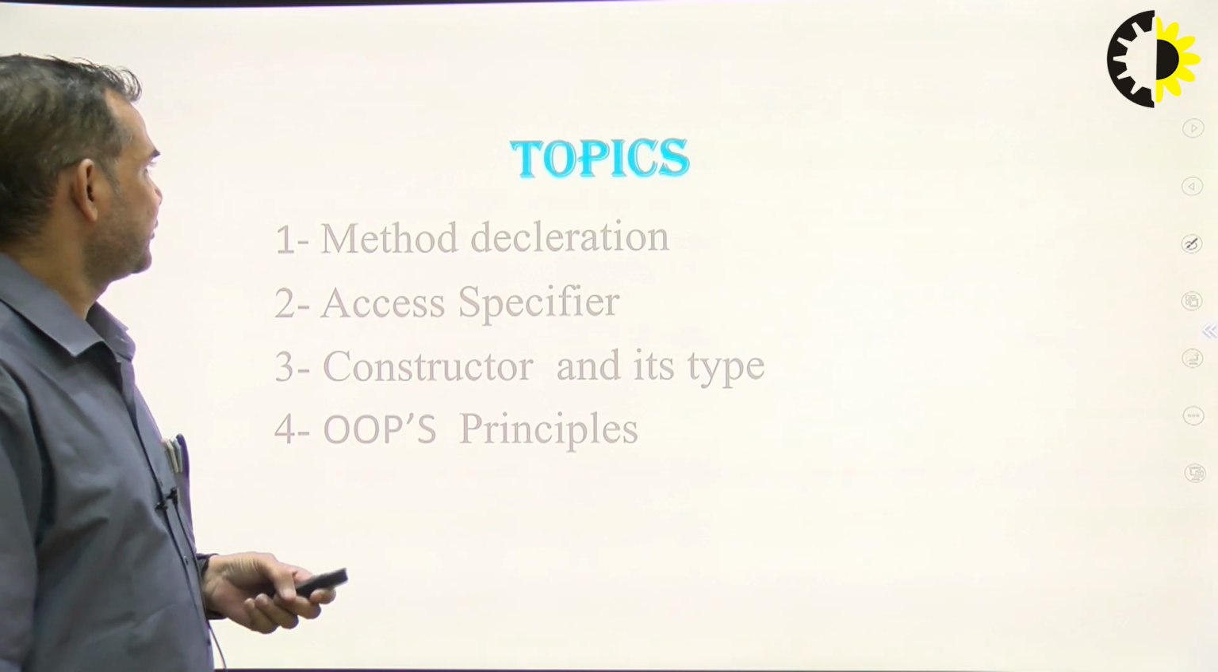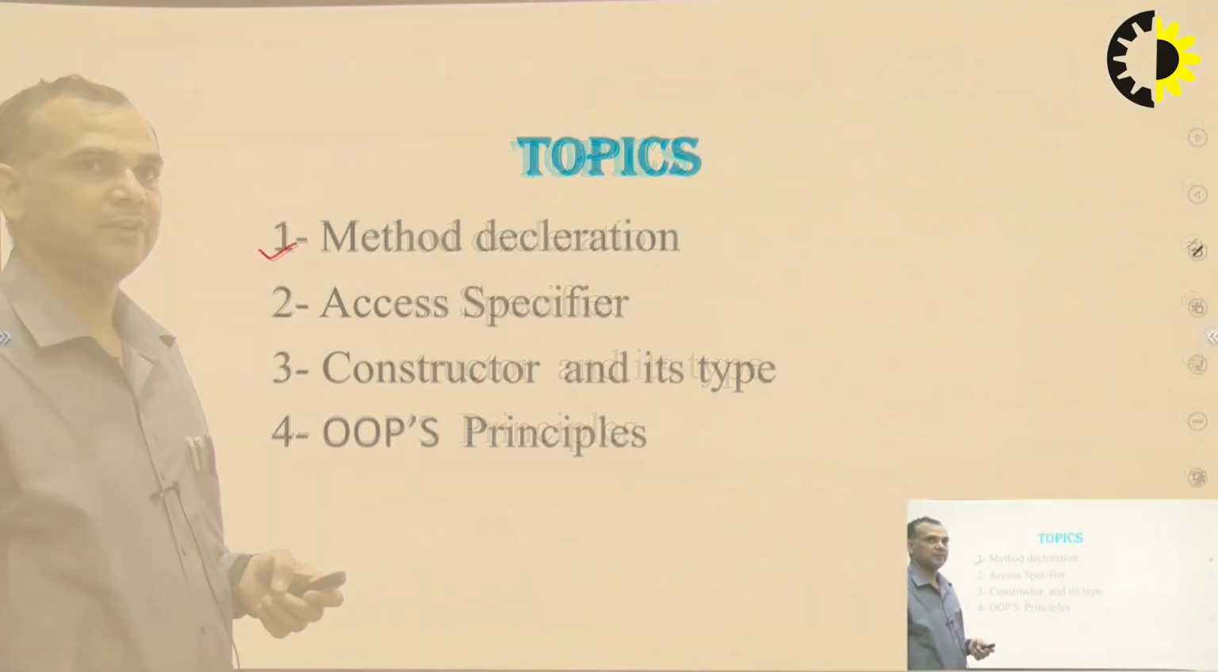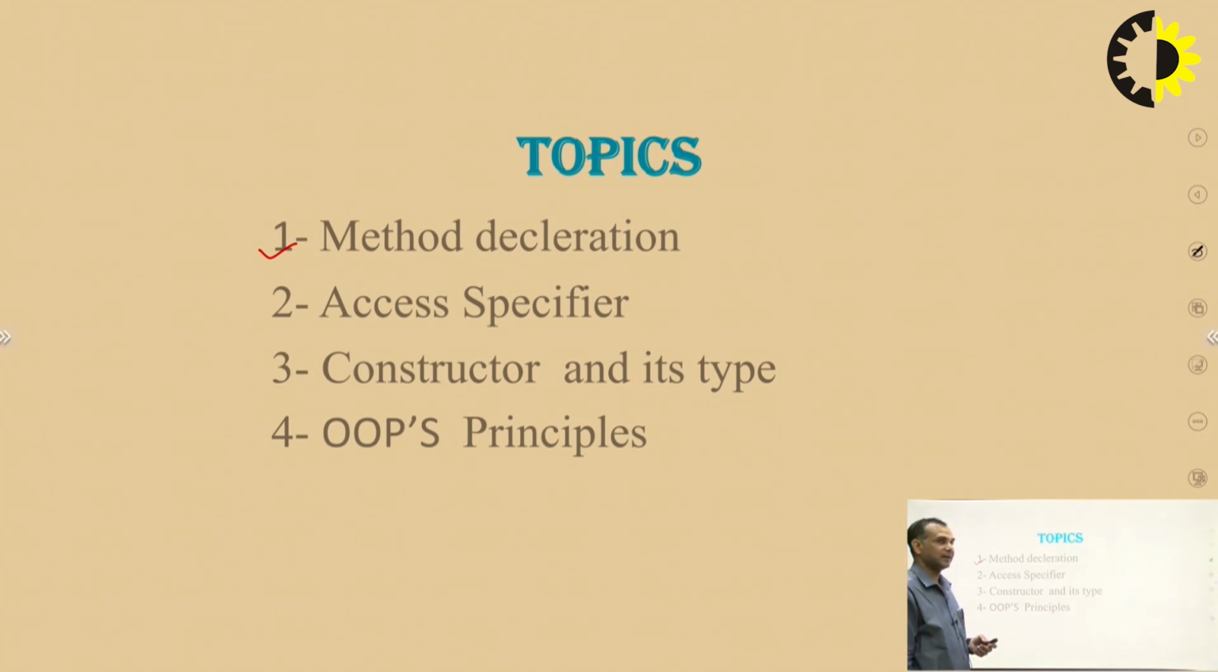Let's start. Firstly, we will discuss method declaration: when we use a method, how we declare it and what it means. Second, what are the access specifiers? These are keywords we use in front of a variable, a method, or a class. What is the meaning of the access specifier?